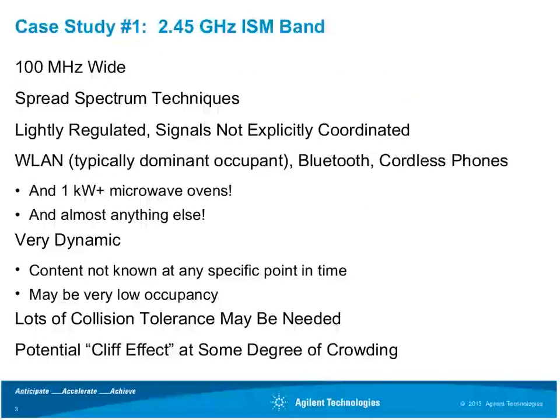So let's get right to case study number one, the 2.45 gigahertz ISM band. In most parts of the world, this band is about 100 megahertz wide, centered at 2.45 gigahertz. ISM stands for industrial, scientific, and medical, though in many parts of the world that band is largely used these days by wireless connectivity applications, wireless LANs, Bluetooth, cordless phones, things like that.